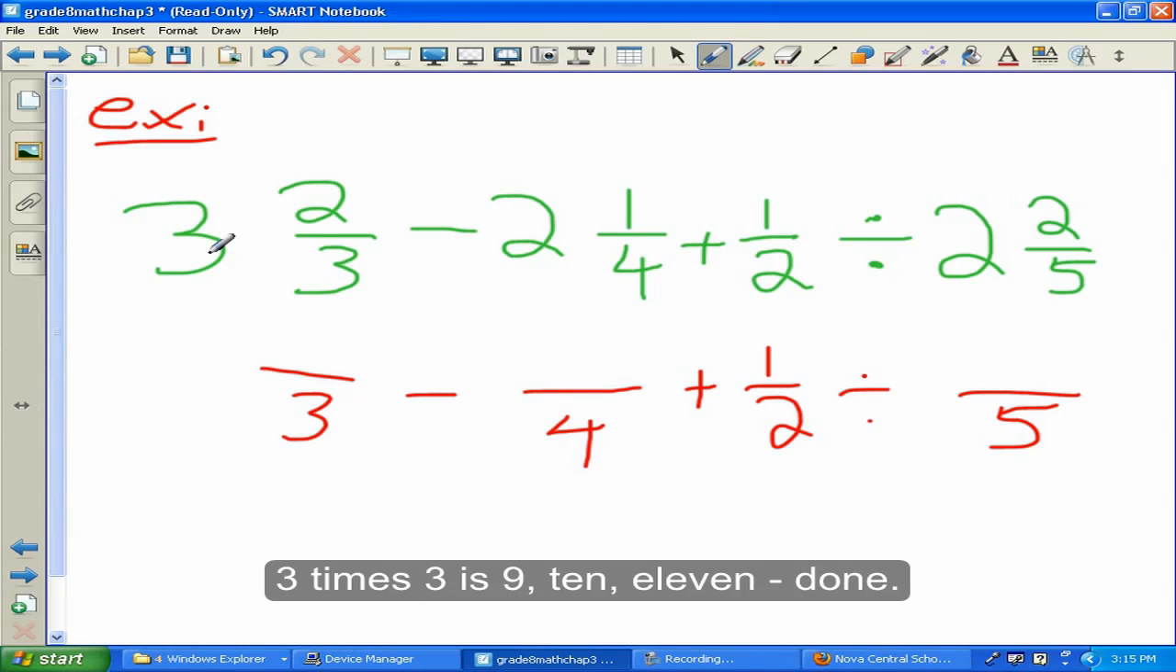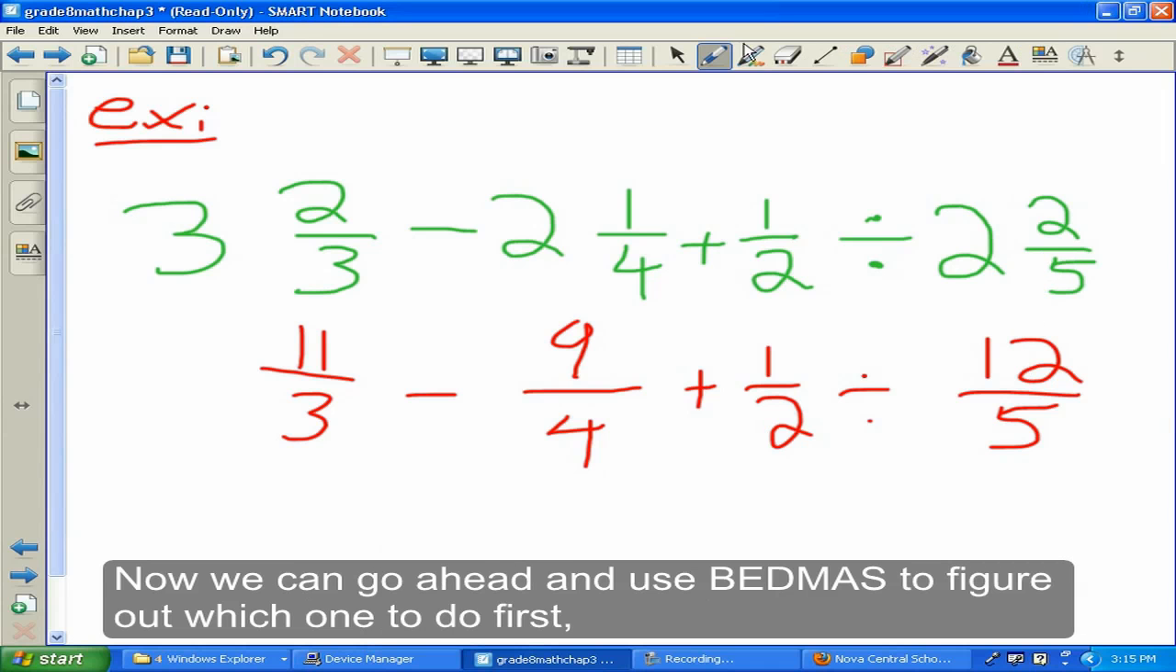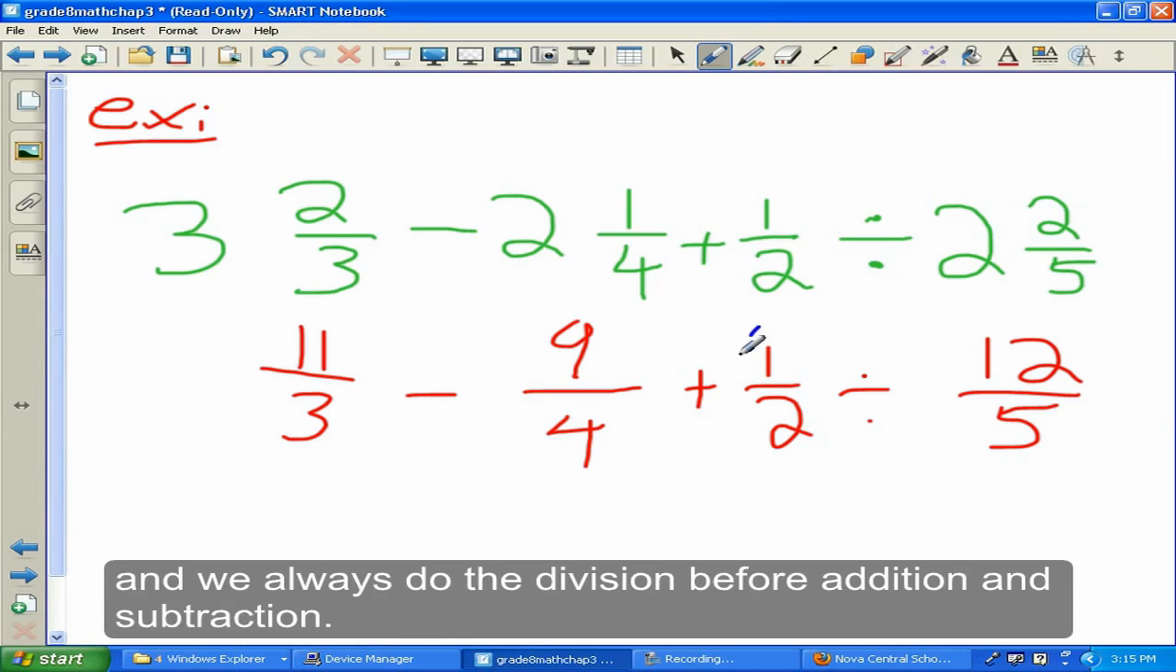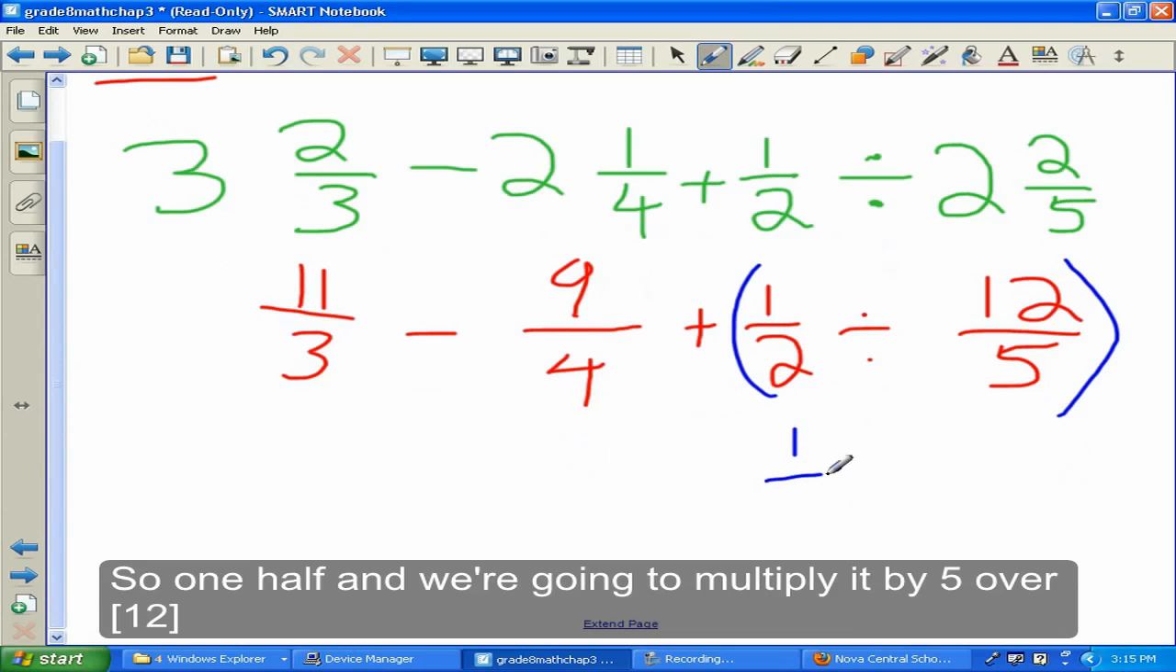3 times 3 is 9, 10, 11, done. 2 times 4 is 8, plus 1 more is 9. 2 times 5 is 10, plus 2 more is 12. Now we can go ahead and use BEDMAS to figure out which one to do first, and we always do the division before addition and subtraction. So 1/2, and we're going to multiply it by 5 over 2, because we flip it over.